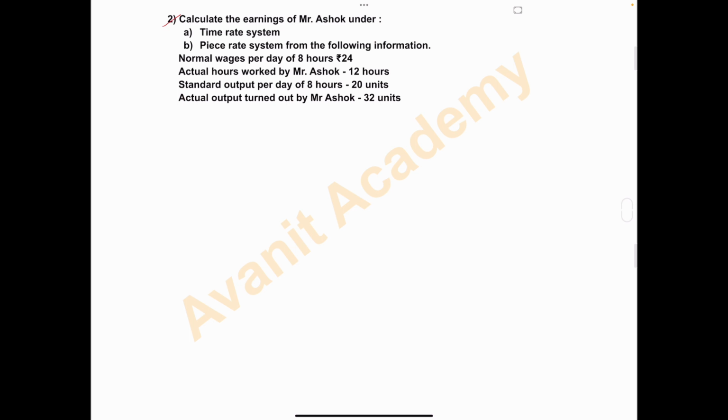Calculate the earnings of Mr. Ashok under A. Time-rate system, B. Piece-rate system from the following information. Normal wages per day of 8 hours, rupees 24. Actual hours worked by Mr. Ashok, 12 hours. Standard output per day of 8 hours, that is 20 units. Actual output turned out by Mr. Ashok, 32 units.